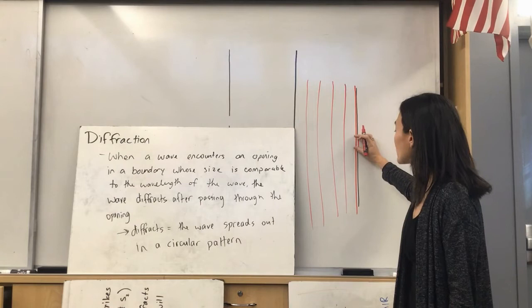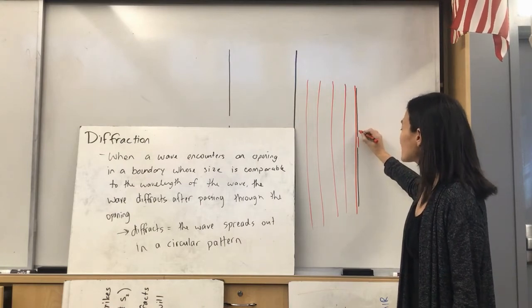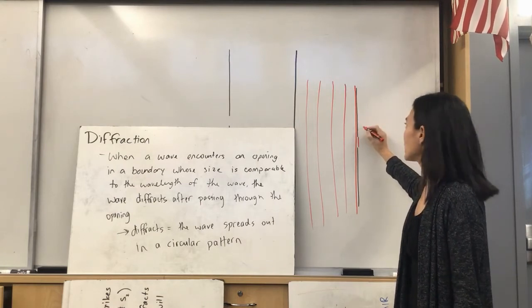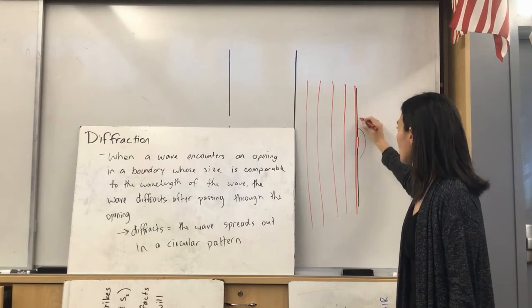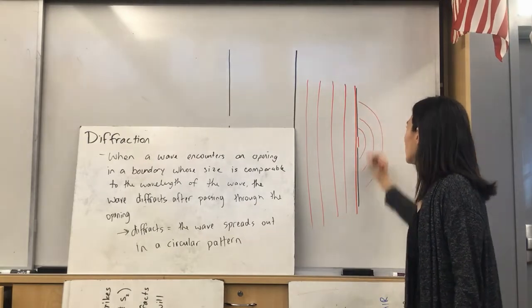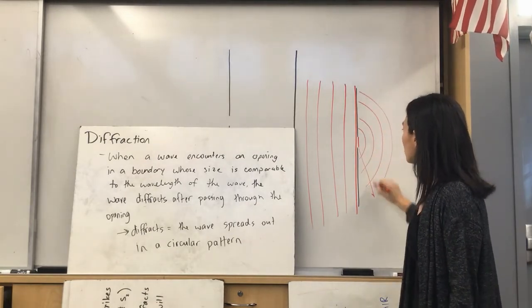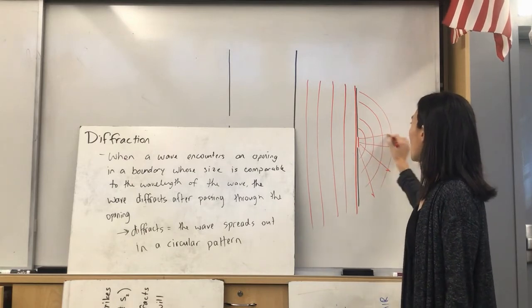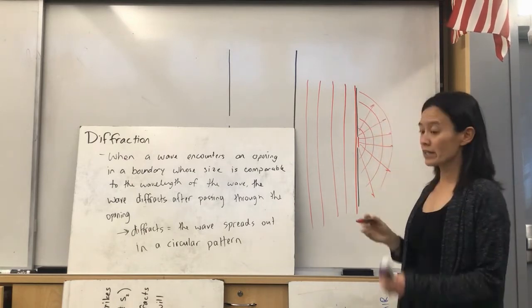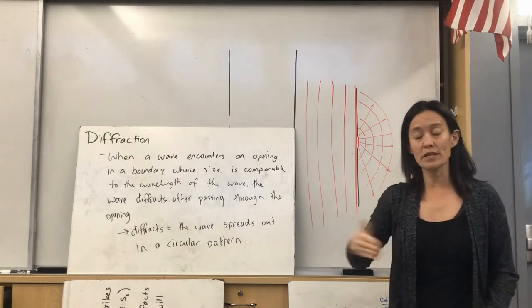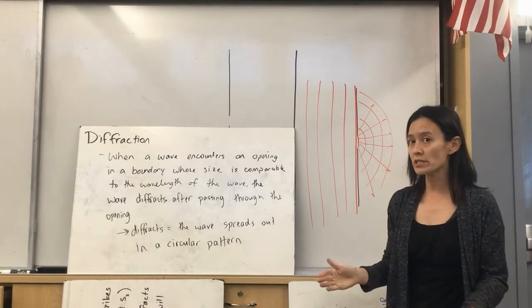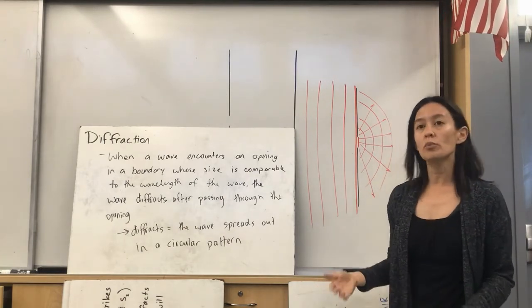So that part goes through, but when it gets to this boundary, this opening, it's going to start to spread out and travel out in a circular pattern. The wavelength is not going to change. I'm still going to have the same spacing between my waves. My frequency is not changing. I'm not entering into a new medium.